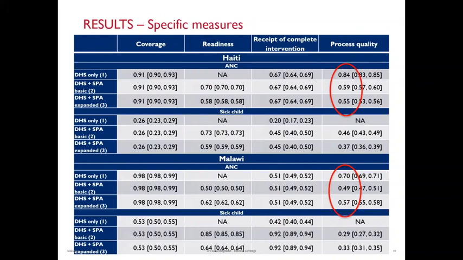Now, finally, for process quality, we see that the process quality measure using DHS data alone in approach 1 consistently provides larger estimates compared to using SPA data. So this reflects previous research that shows that maternal recall of common actions within antenatal care do overestimate the quality of care.